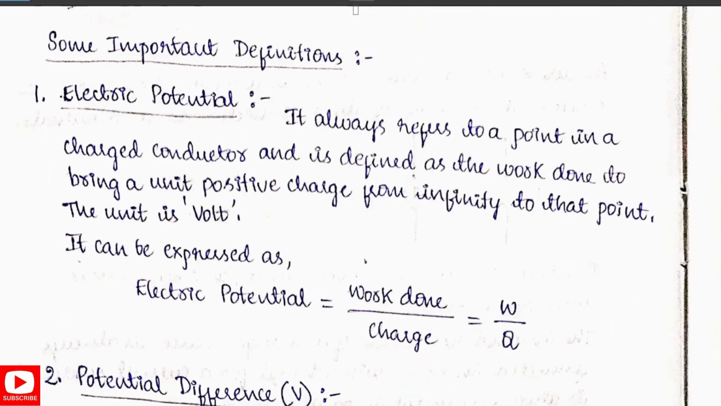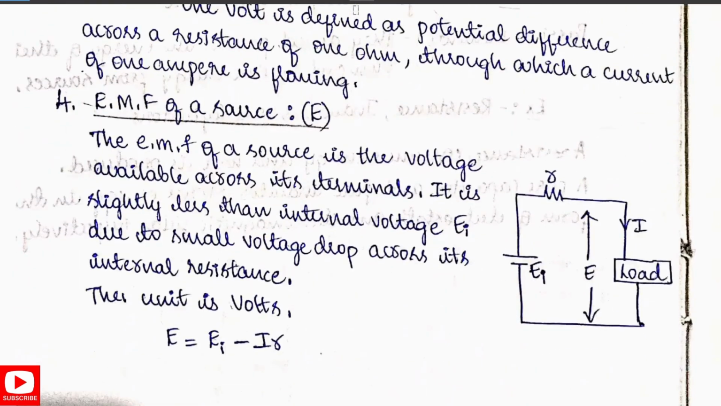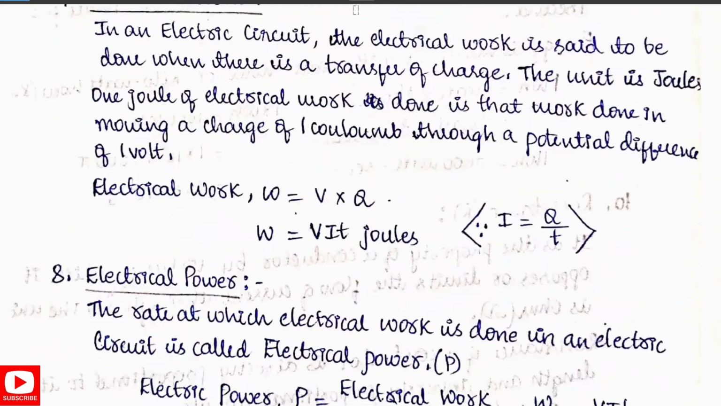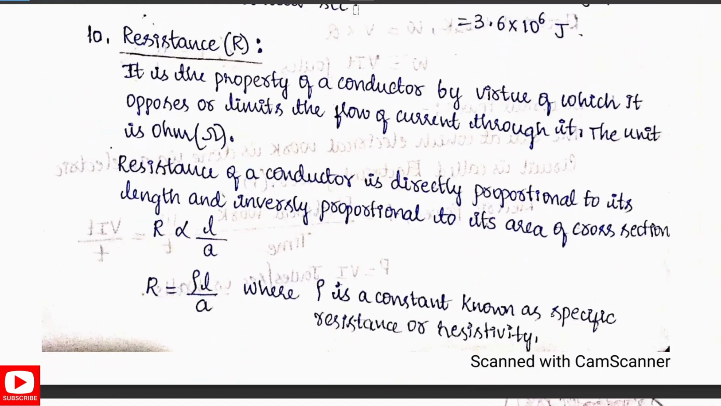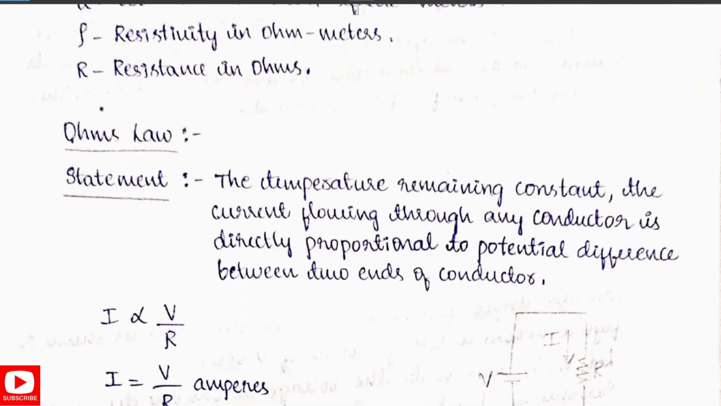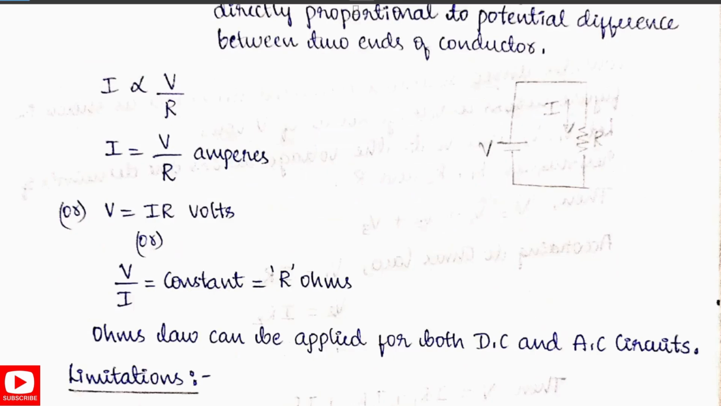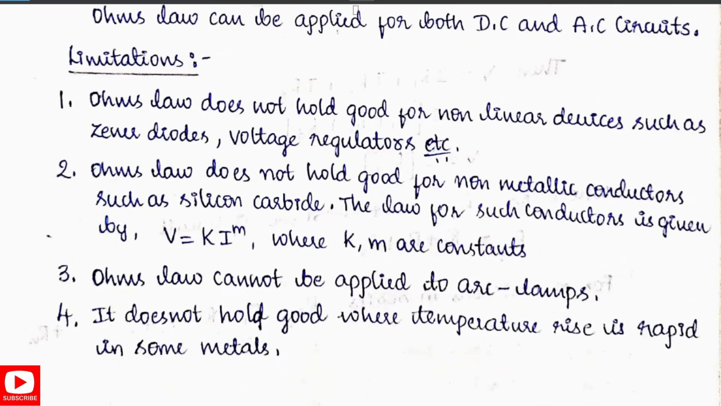Some of the important definitions you need to know for understanding: electric potential, potential difference, voltage and EMF of the source. Electric current, what do you mean by 1 ampere? Electric work, electrical power, and electrical energy. What does resistance mean? Then what is Ohm's law? You need to know the statement, write the correct statement and the formula for Ohm's law, and do these steps correctly. You should mainly know the limitations. There are 4 main limitations. Do take a screenshot or note all 4 limitations and learn all of them.